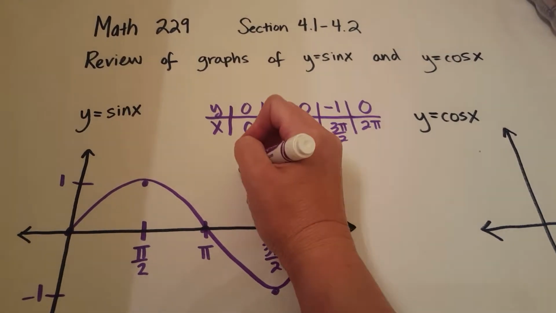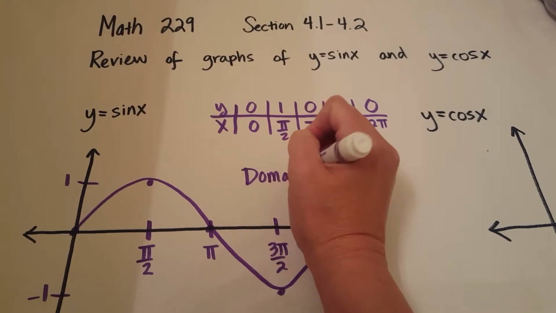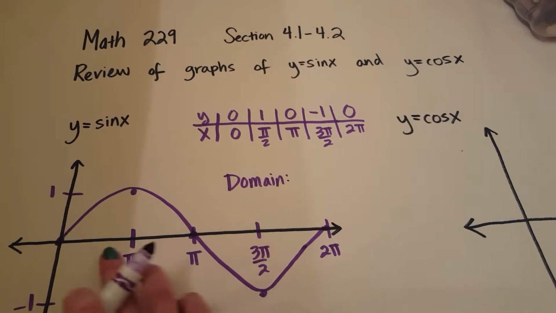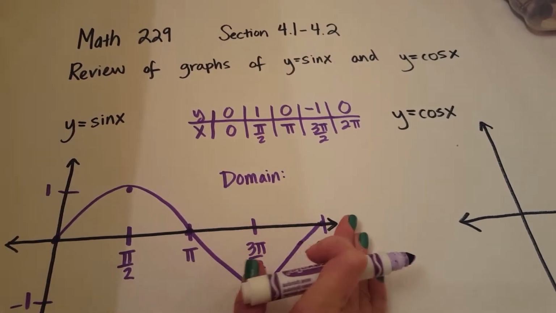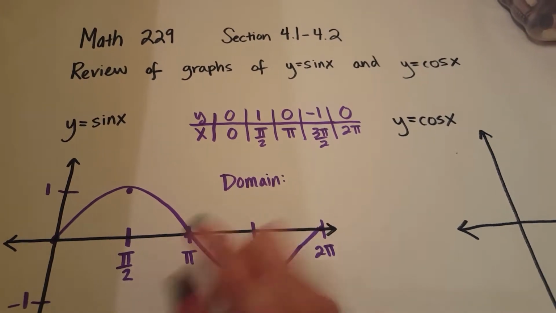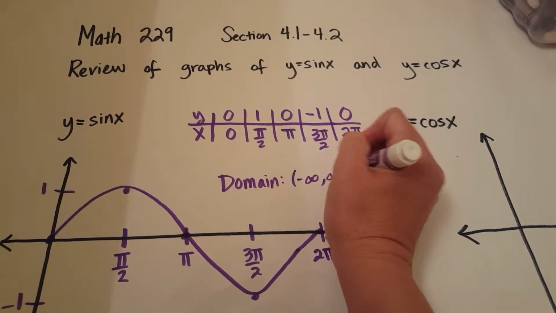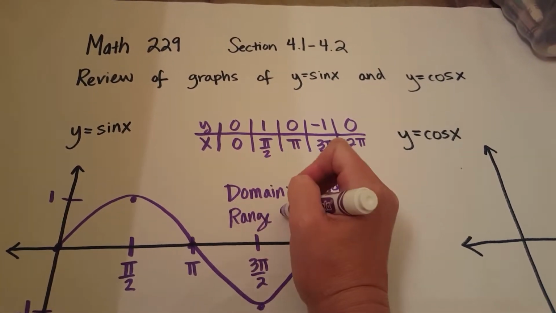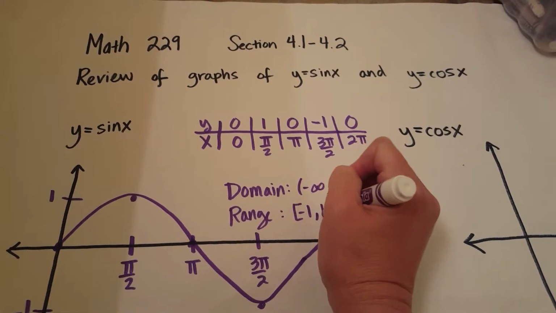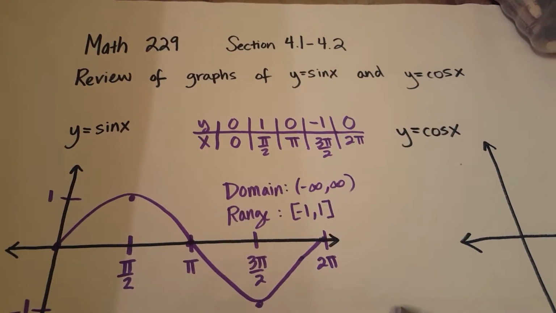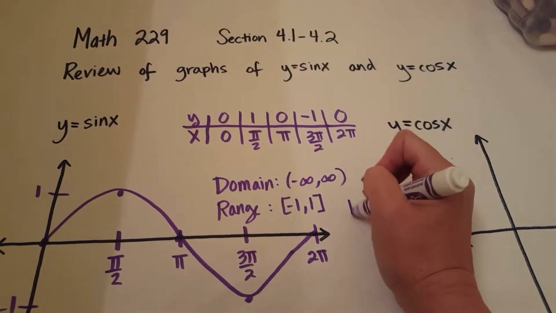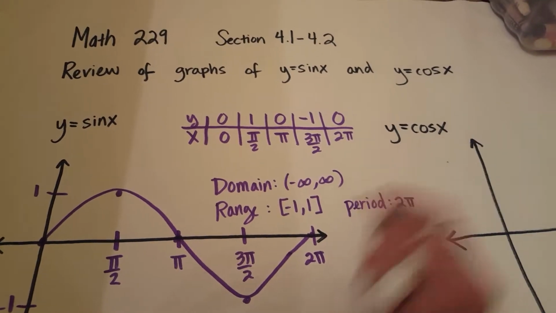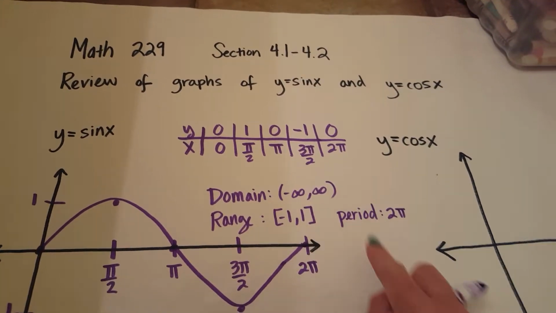Some facts. The domain. I can actually keep graphing this forever and ever, it never stops, but this is just one cycle or one period of it. So my domain is -infinity to infinity, so I can plug in anything I want. The range means the y values, and the y values go from a low of -1 to a high of 1. And as I said a moment ago, it has a period of 2 pi. That means that it takes 2 pi to cycle through, and then it'll keep repeating.